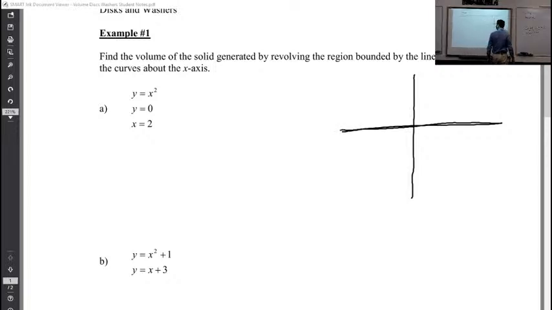All right, and I'm going to draw my curves here. I got y equals 0. I've got x equals 2. Here's 2. And then I have y equals x squared, which is just my basic parabola. Make sure it dips down there. There's my region. Hopefully that's what you shaded in and what that looks like for you.